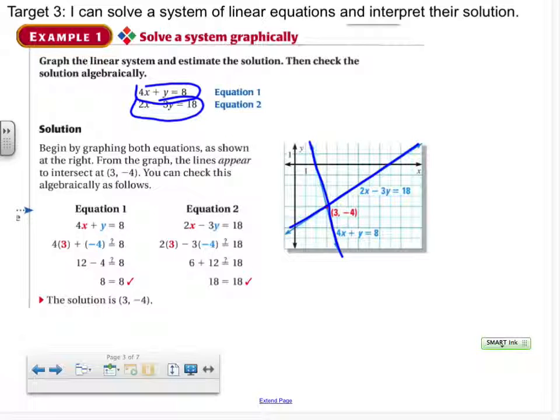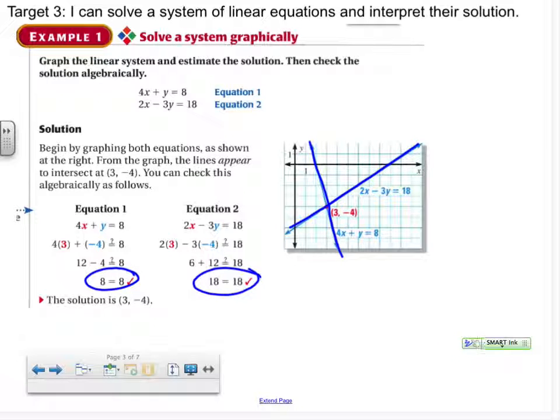We be sure of our solutions by checking them, and we check them by putting them back into the two equations. You need to make sure you check both equations, because the point must work in both equations. If it works in one, that's great, but not good enough. It needs to work in both. So we check our point in the two equations and make sure we get a true statement. Check the point in the first equation. We got a true statement, 8 equals 8. Second equation, 18 equals 18. That is the solution to this system.